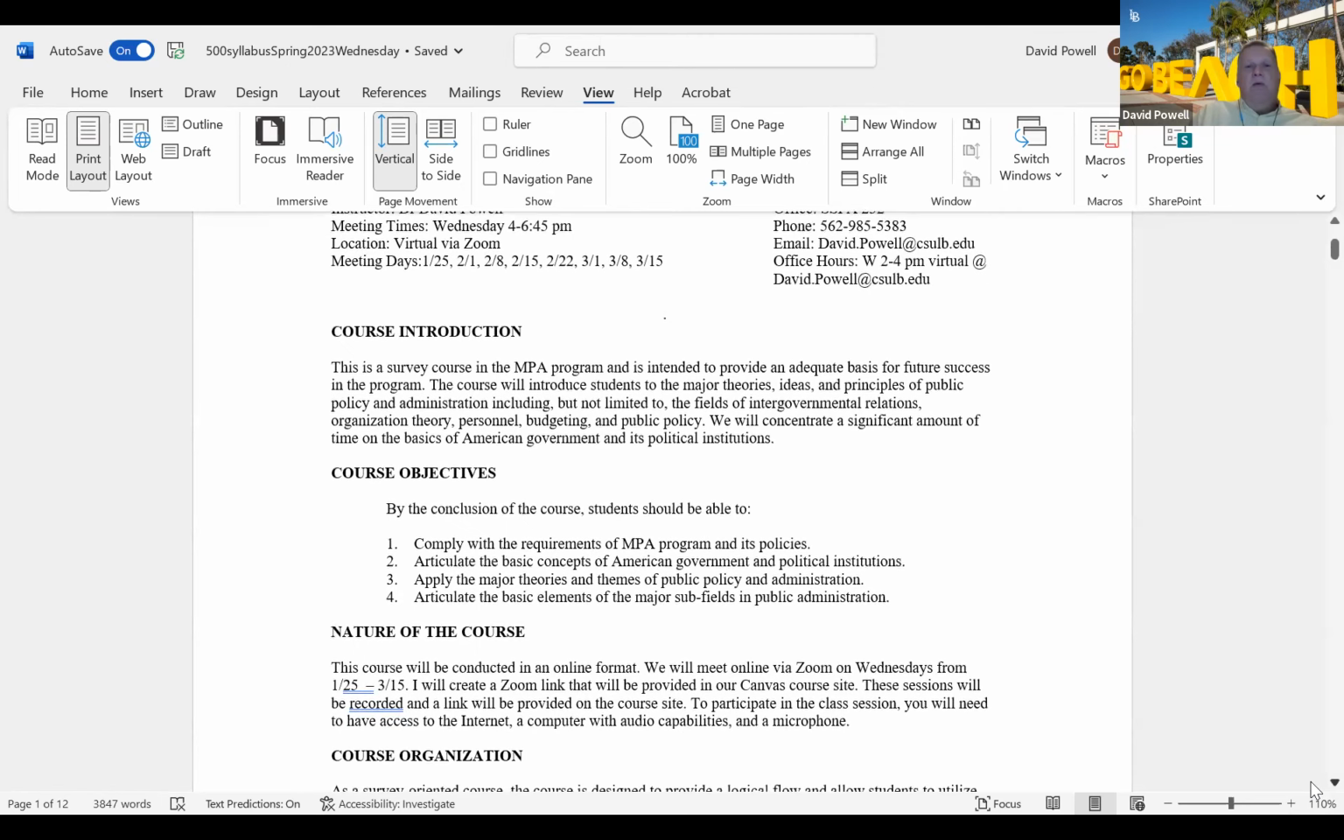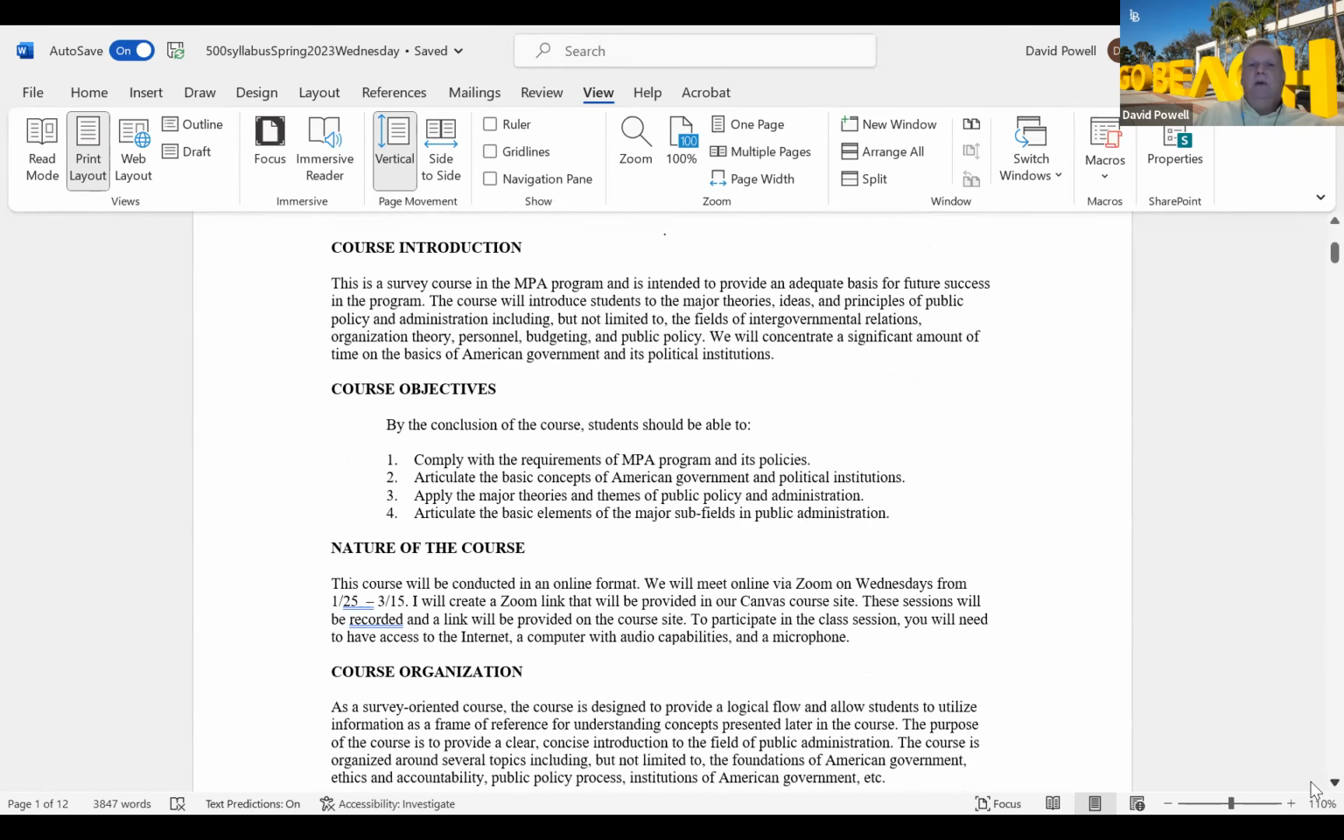You'll see that we've got 4 main course objectives listed in the syllabus: comply with the requirements of the MPA program and its policies. And again, we'll go through a rehashing, if you will, of some of that orientation information that you received earlier. Articulate the basic concepts of American government and political institutions. We'll spend a good bit of time next week and the week after that talking about the basics of American government. Apply the major theories and themes of public policy administration.